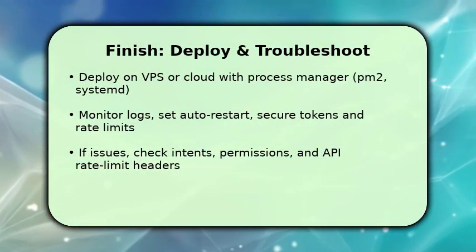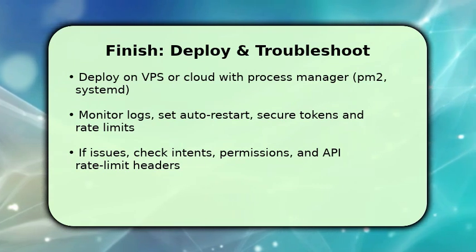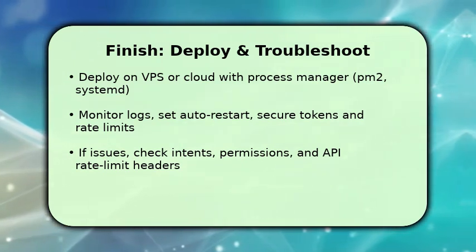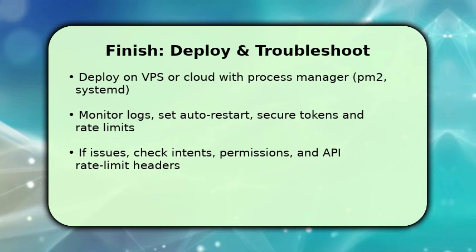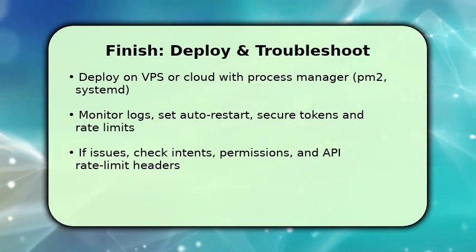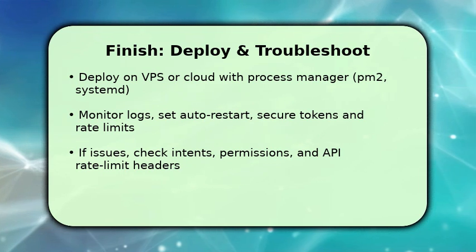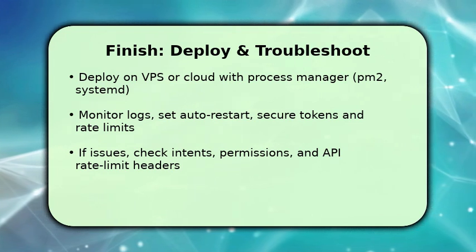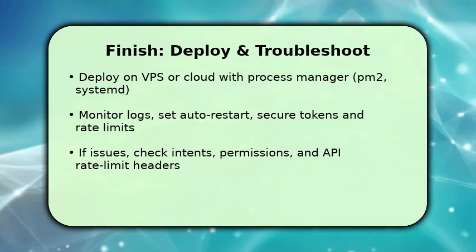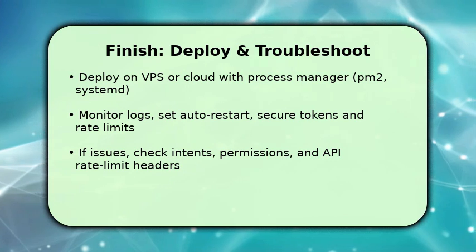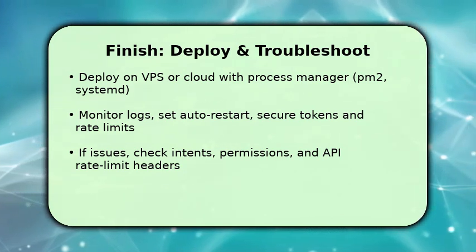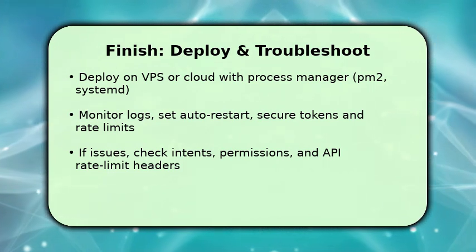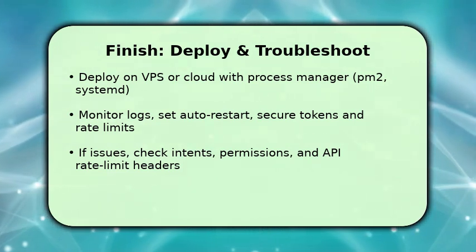To finish, deploy the bot to a reliable host and run it with a process manager so it restarts on crashes. Set environment variables for secrets and enable logging. Once deployed, ensure your OAuth permissions and gateway intents match what the code expects, and implement graceful reconnection and exponential backoff for API failures. If something goes wrong, inspect logs for missing intents, 401 token errors, or 429 rate limit responses. Those 3 checks solve most launch problems quickly.